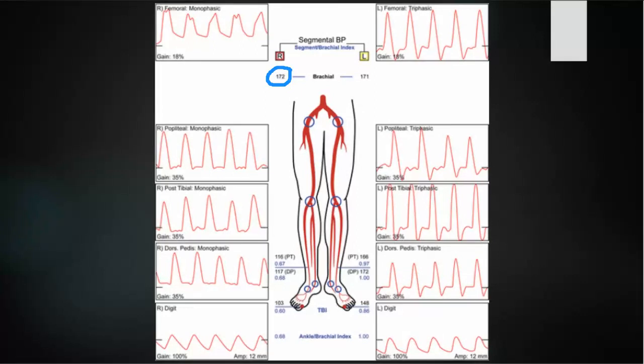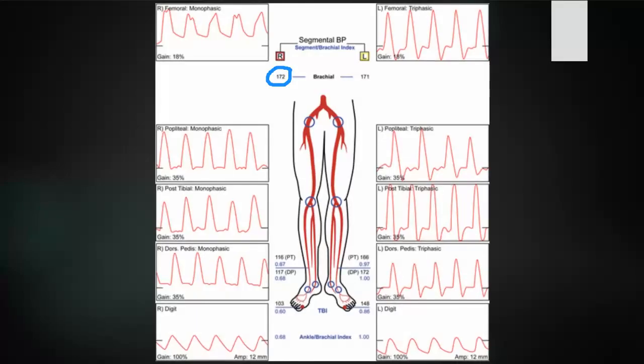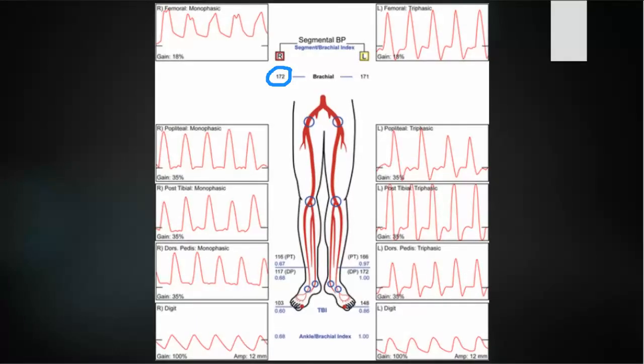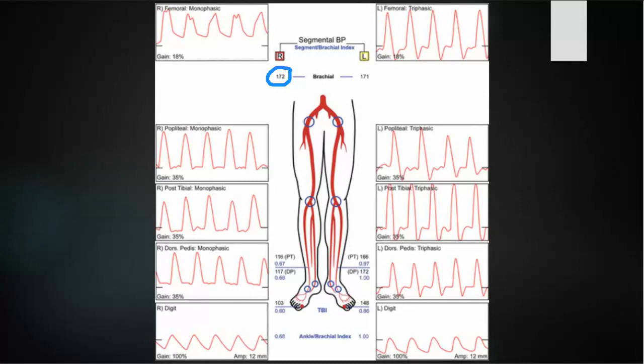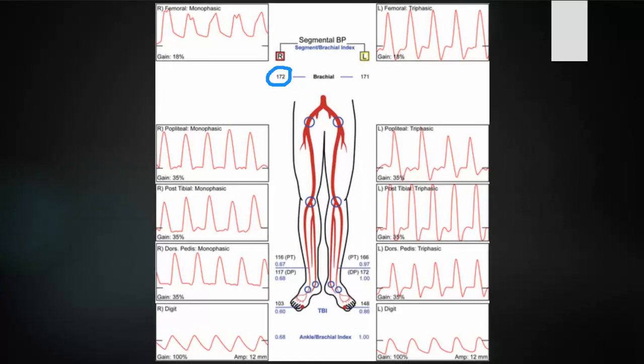Now, if we look at the left leg, all those waveforms are pretty nice, right? Nice and triphasic, nice and consistent, nice and regular. All of them are triphasic, even down to the toe. Like the toe still has a nice consistent waveform. We're not going to get triphasic waveforms in the toes, different than the DPA. We're actually taking the PPG sensor and putting it on the tip of the toe. So we're picking up very small vessels that are not going to display triphasic waveforms.